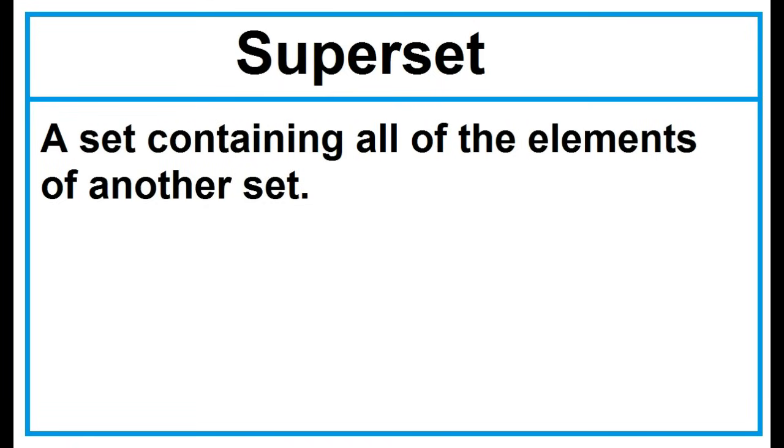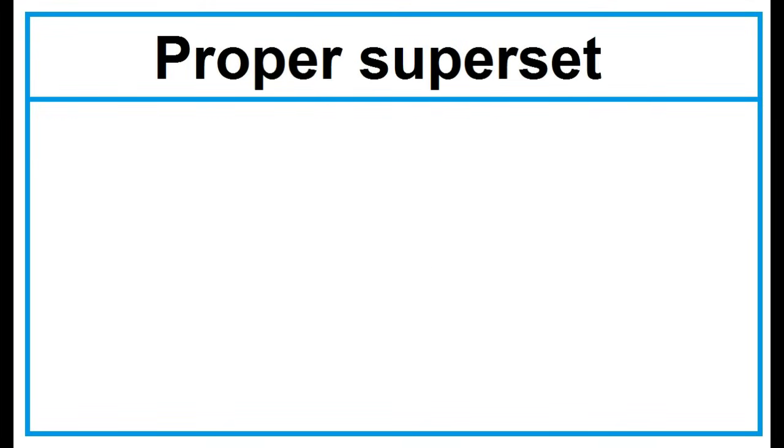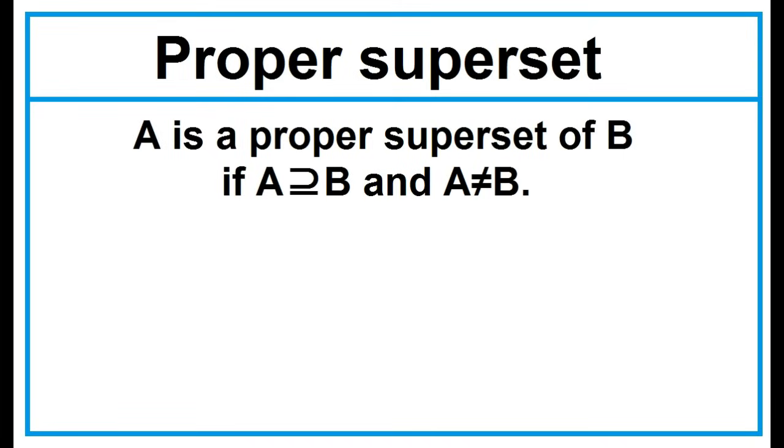Superset. Superset is a set containing all of the elements of another set. In symbol, set A is a superset of set B. This is just a reverse of subset. Proper superset. Set A is a proper superset of set B if set A is a superset of set B and set A is not equal to set B. In symbol, set A is a proper superset of set B.